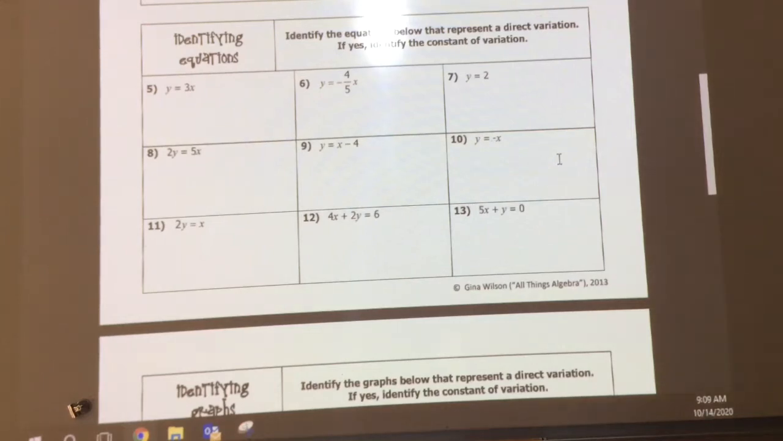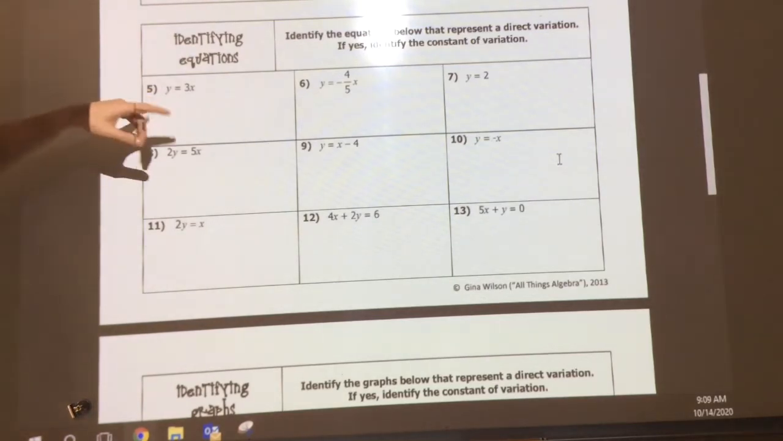Do a new one. Okay. All I want to do for this next couple is just identify, is it direct variation or no? The way that we can distinguish direct variation versus not is if it has a y-intercept or if it does not have a y-intercept. Zoe, direct variation, yes or no?